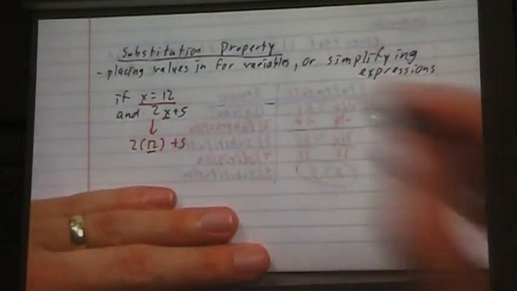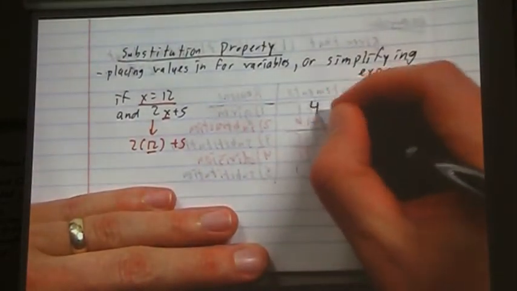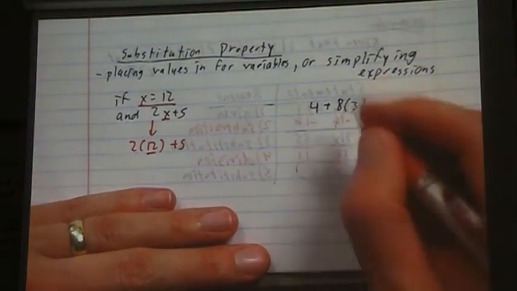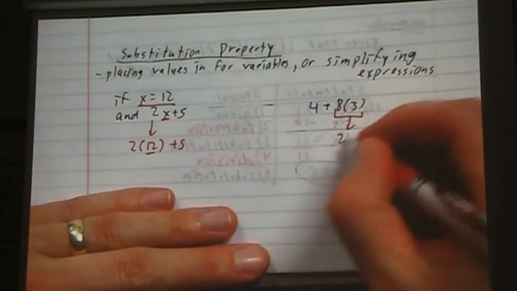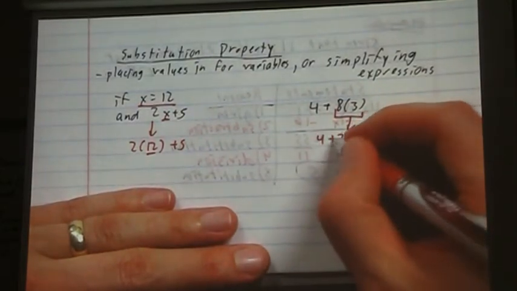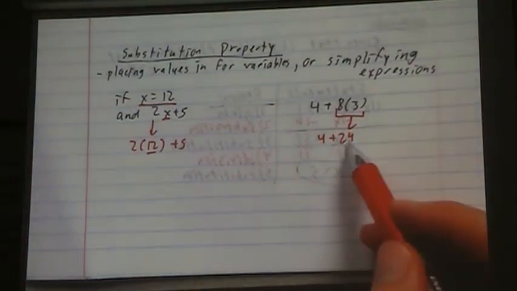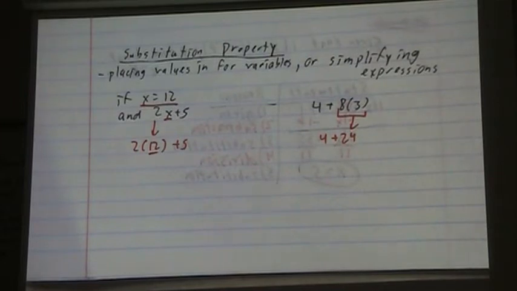Now, simplifying expressions would be something like this. If we had 4 plus 8 times 3, and I said, hey, I'm going to simplify 8 times 3 to become 24. I have done the substitution property there because I've put an answer in for a different piece of the equation. And you guys have used these all throughout algebra. The thing that might be semi-new is just going to be associating the name with what you're doing.